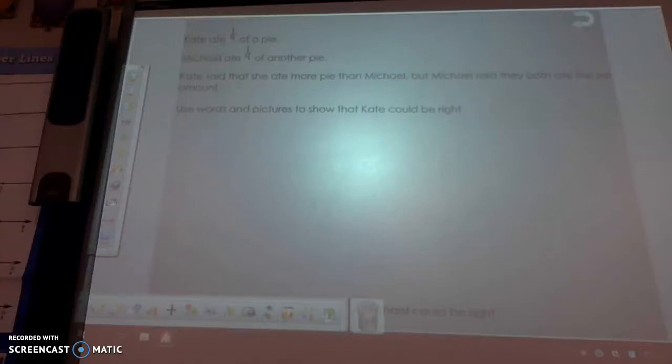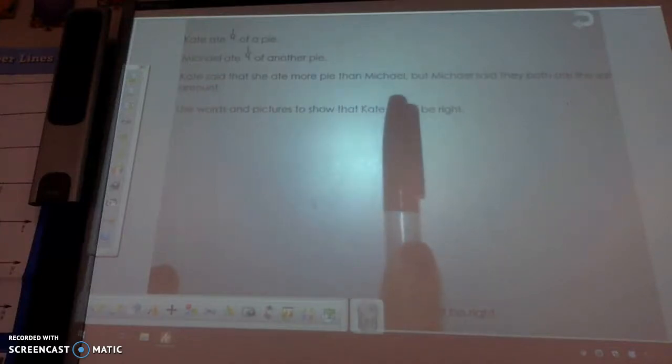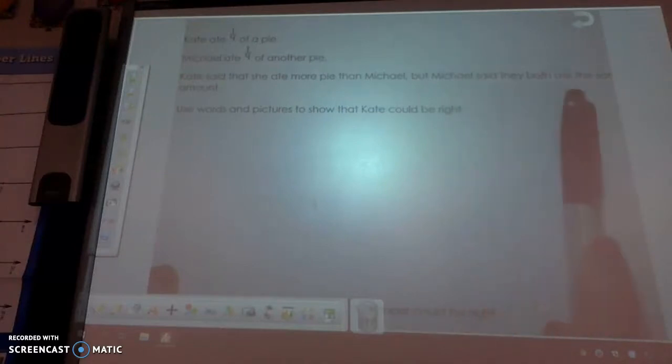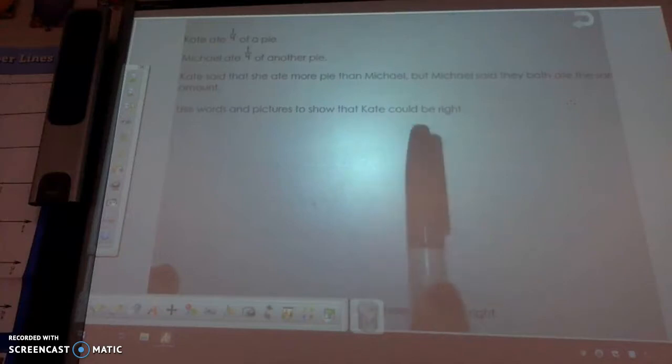When we come to an open response question, we have to read it and find out what information we know and what information they are asking for. So first of all, let's read it. It says, Kate ate a fourth of a pie. Michael ate a fourth of another pie. Kate said that she ate more pie than Michael, but Michael said they both ate the same amount. Use words and pictures to show that Kate could be right.